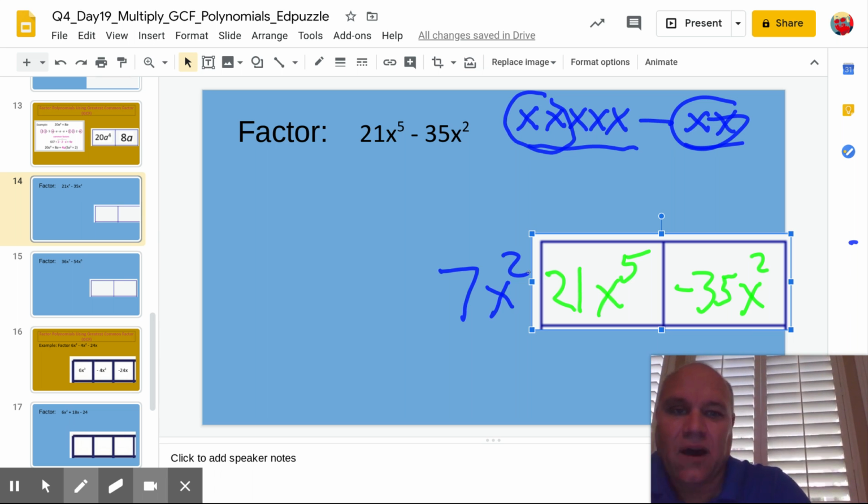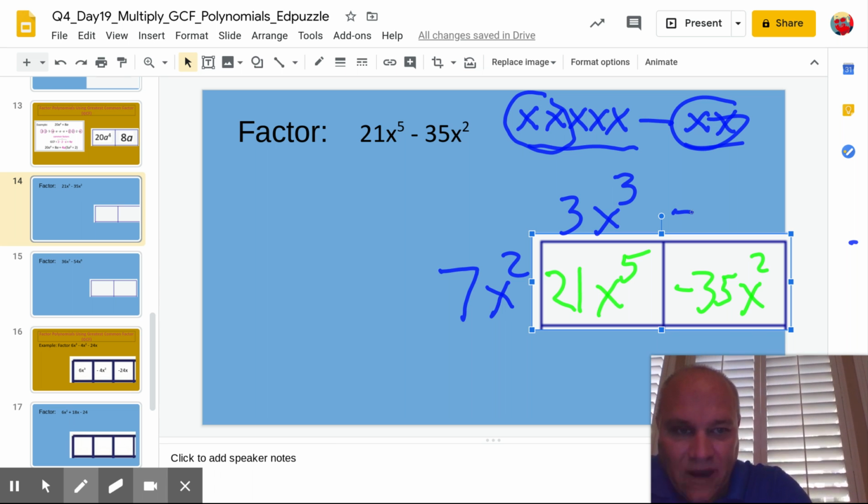All right. So now 21x to the fifth divided by 7x squared would be 3x cubed. Or you went, 7x squared times what gets you the 21x to the fifth? You went 7 times 3 is 21. X squared times x to the third is x to the fifth. All right, same thing here. Negative 35x squared divided by 7x squared. Well, x squared over x squared becomes a 1, so that basically goes away. And then negative 35 divided by 7, well, isn't that negative 5? If you did it the other way, 7x squared times what gets you negative 35x squared? You know that'd be negative 5.